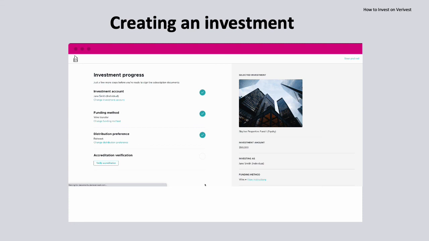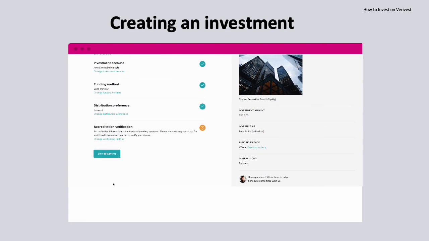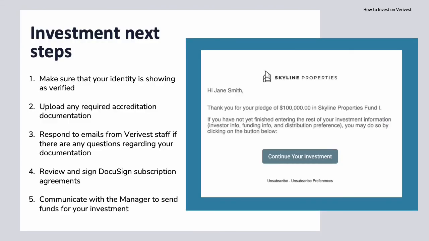Once you've clicked Continue, you can then make the selection to sign documents. Once you've done this, your DocuSign subscription agreement will be generated directly within the screen. Or if you are not ready to sign your documents, you will receive an email with a link to your subscription agreement.